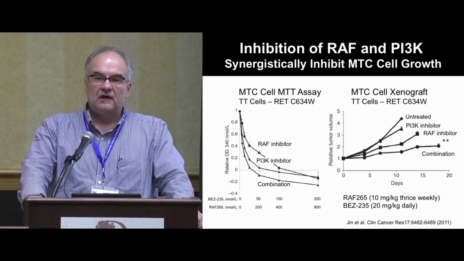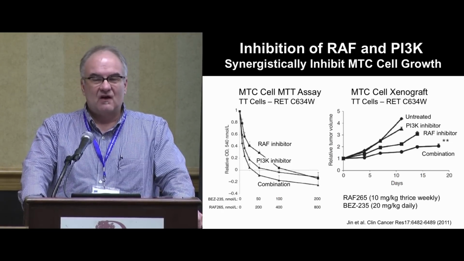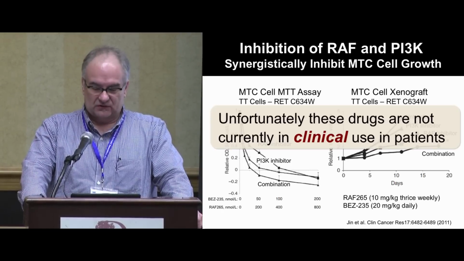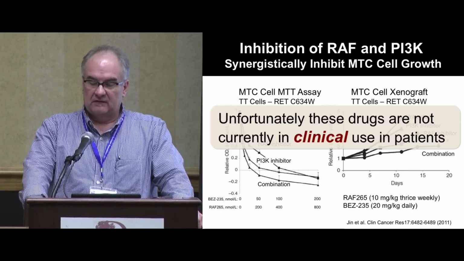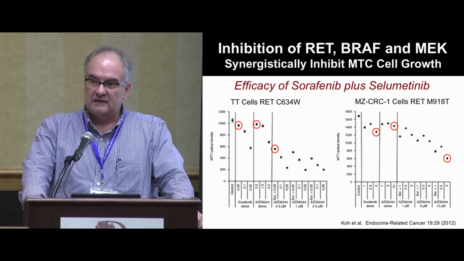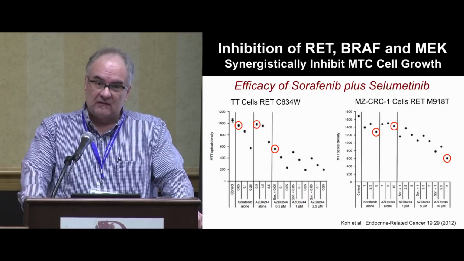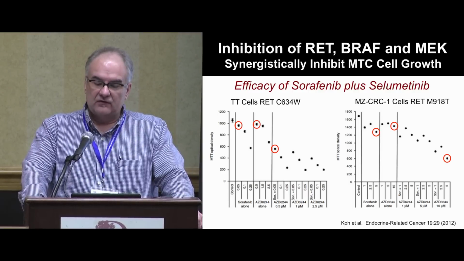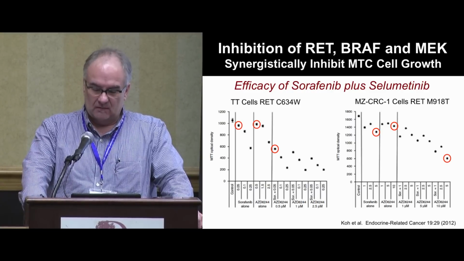Unfortunately, these drugs are not available clinically. These are all drugs that exist only for testing in cell culture. There's a couple drugs that do exist clinically that target this. One is sorafenib. It targets RET and BRAF. So BRAF is downstream of RAS. Another drug is selumetinib, which targets downstream as well.